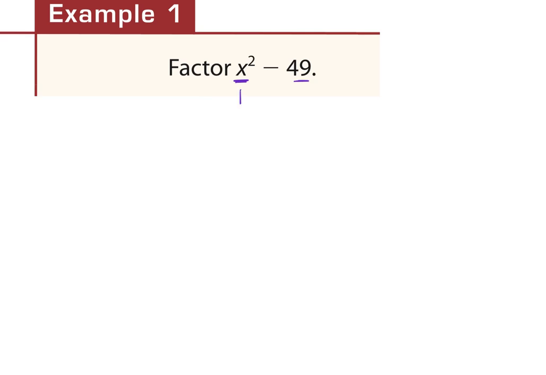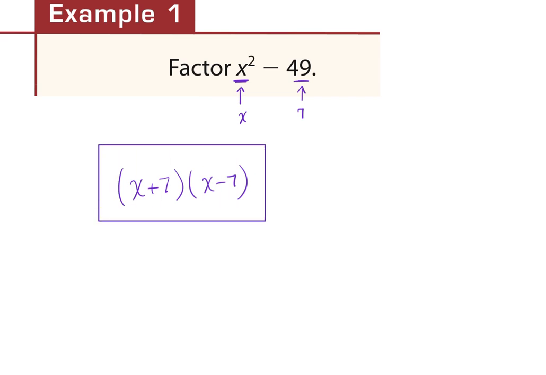So if I took the square root of x squared, I would get just x. If I take the square root of 49, I would get 7. This tells me how it's going to factor. I'm going to say x plus 7, x minus 7. Do you think I can check it? Absolutely, you can FOIL it, right?